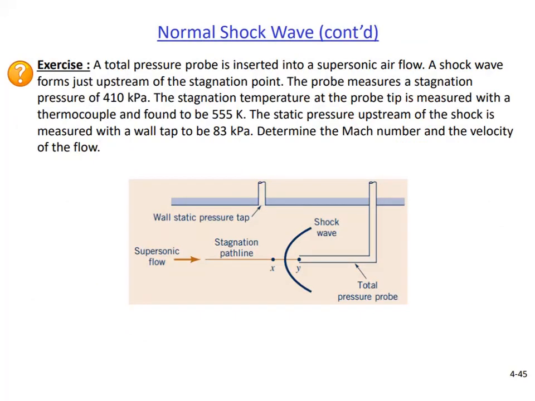This exercise is about the shock wave formed in front of a pitot tube inserted into a supersonic flow. This may be the pitot tube of a supersonic fighter aircraft. This is a solved example in Munson's book.